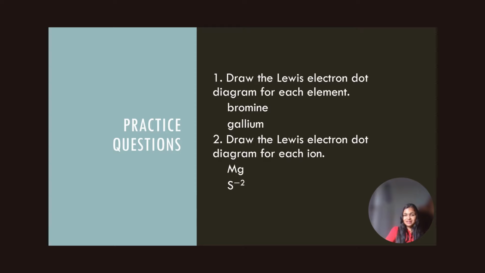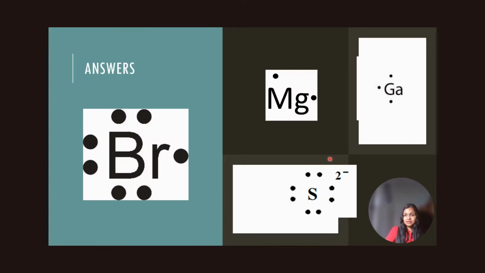Now let's look at the answers. Make sure when you compare your answers, you see if you did this right or if you need more practice. So looking at bromine, we see that bromine belongs to group 7A. We're going to put the symbol and then 7 dots around to represent valence electrons. Distribute 1 dot first on each side and then pair them up. Magnesium belongs to group 2A, so we see 2 dots as valence electrons. And then gallium belongs to the third group of the periodic table, 3A. We see 3 valence electrons around the gallium symbol.